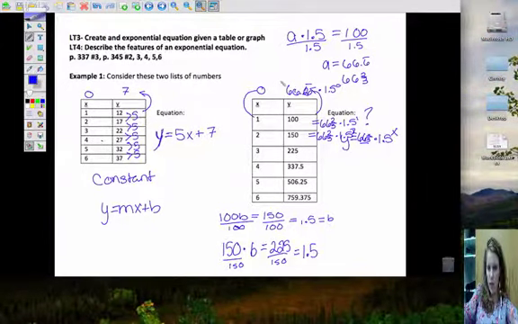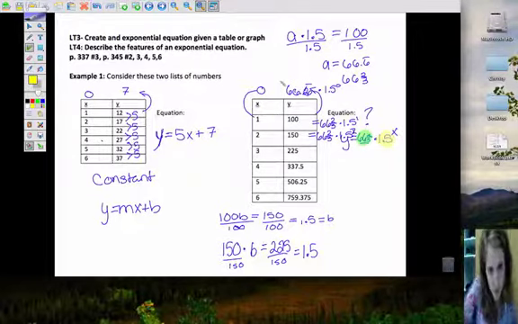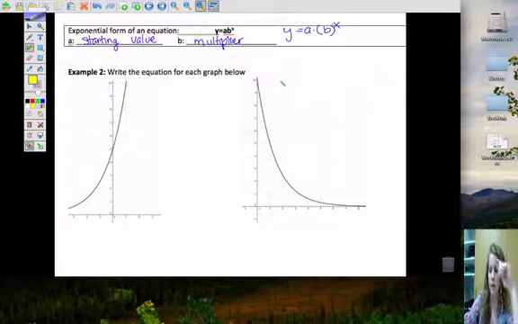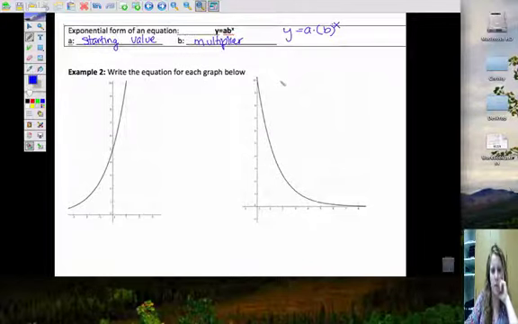So we have that starting term a, and then we also have our growth factor b, and we continue to use that growth factor. That's our constant multiplier. Okay, so let's look at these graphs and also be able to talk about an equation from these graphs. So I see that we start at (0, 5), and then our next nice point here, it looks like we're going up to (1, 10).